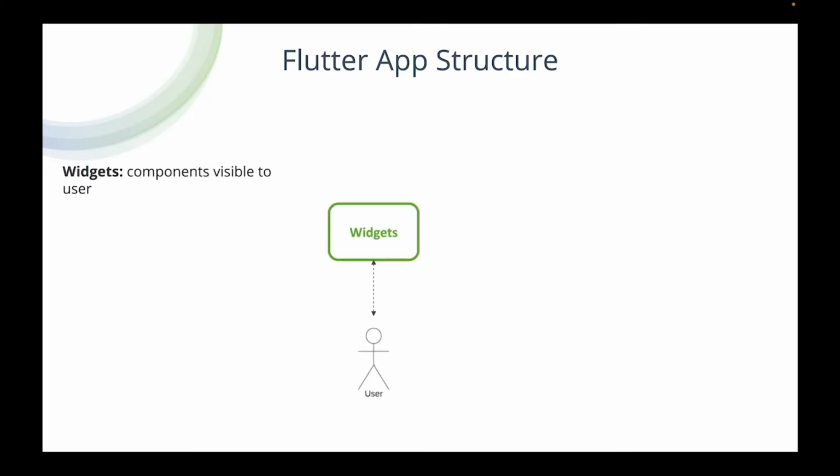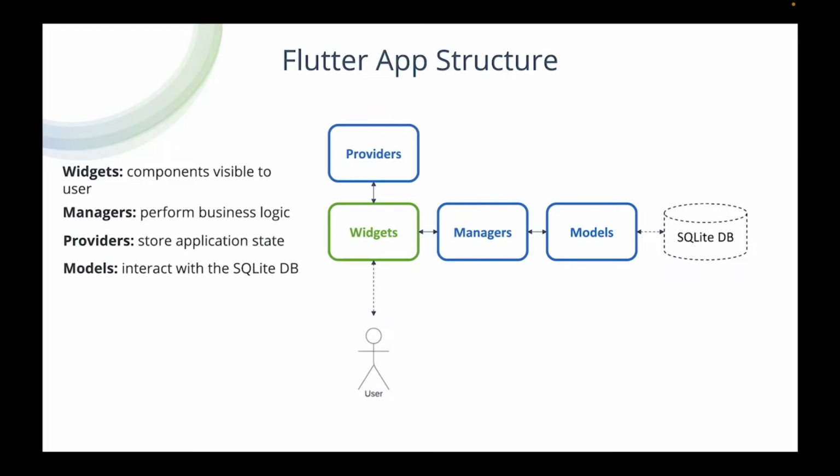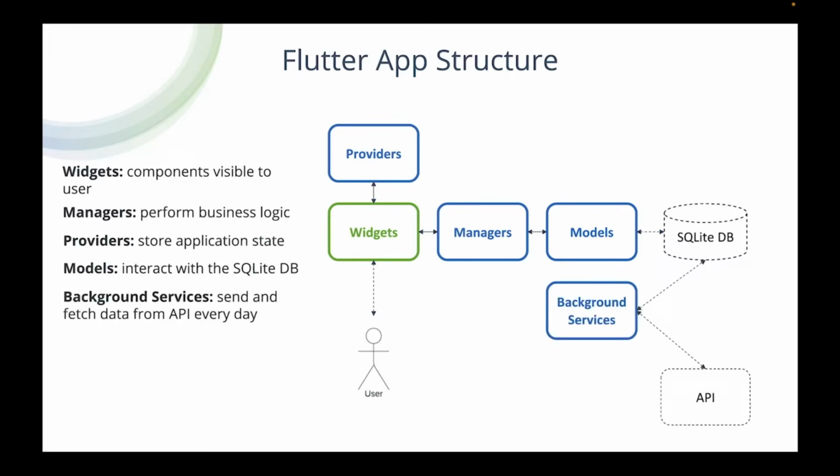Since the Flutter application is the biggest piece of the project, we would like to explain how it works. The Flutter app has 5 parts. Widgets, which are components visible to the user. Managers, which are essentially controllers that perform business logic. Providers, which store application state for tracking quiz progress, map state, and other internal processes. Models, which interact with the SQLite database. And background services that send and fetch data from the API every day.